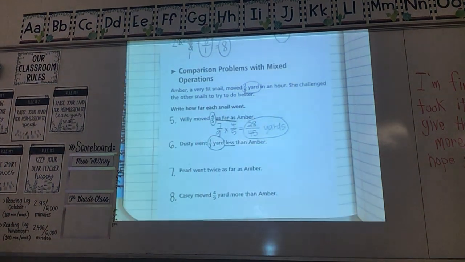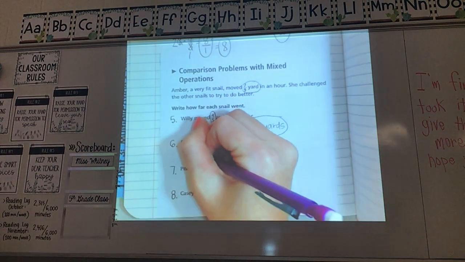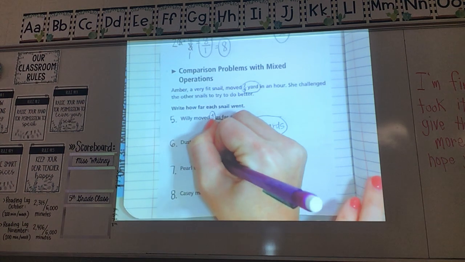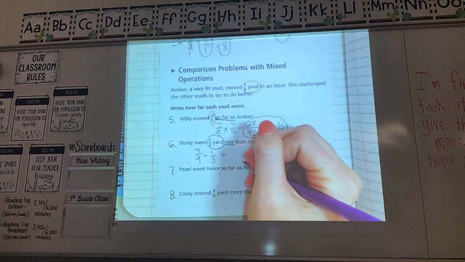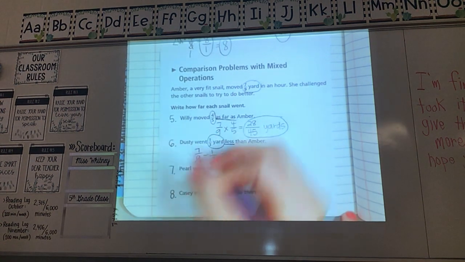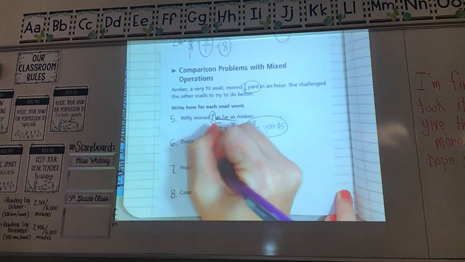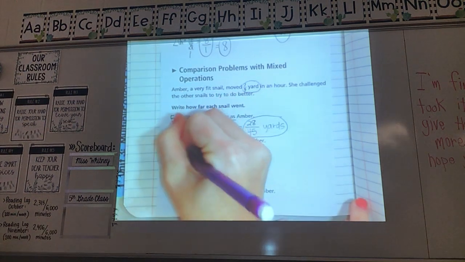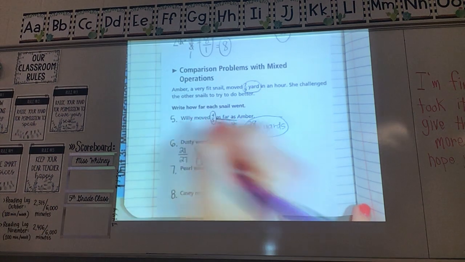less than Amber. Less is my key word. What does less tell me to do? Subtract. So Amber is 7/9 minus 1/3. What do I have to check before I can subtract? Bottom numbers have to be the same. Are they the same right now? Nope, so I have to cross multiply. Going this way, that gives me a 9. Going this way, that gives me a 21. And when I get my bottom number, 9 times 3 is 27.